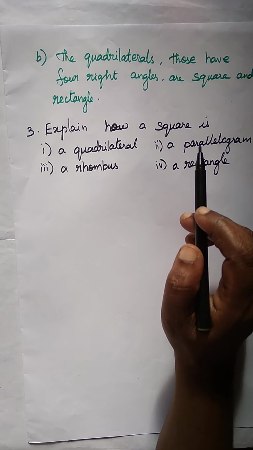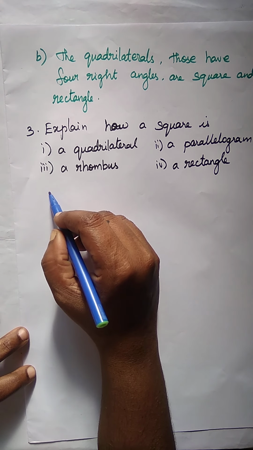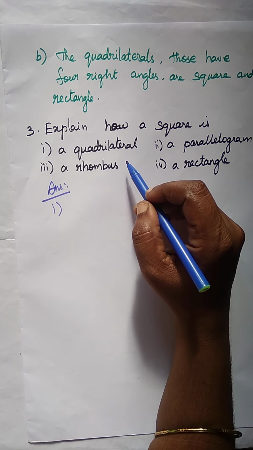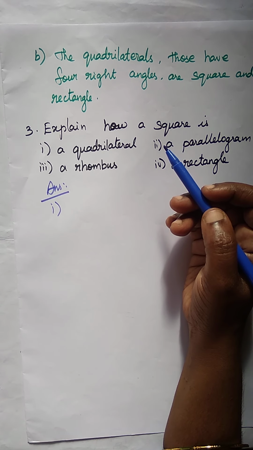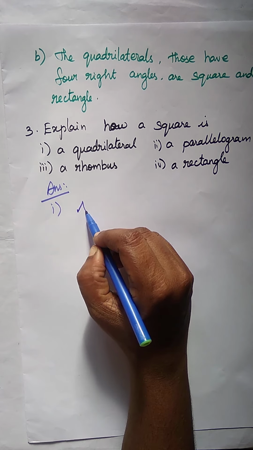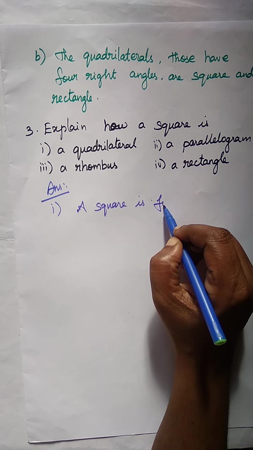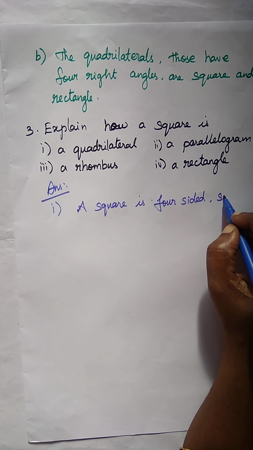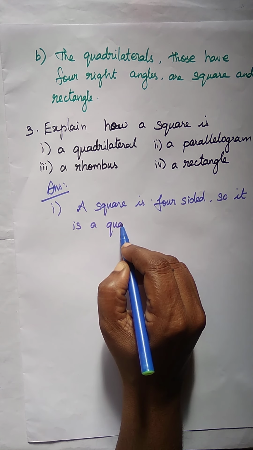Okay. So now the answer is, first, how a square is a quadrilateral. So what is the meaning of quadrilateral? If a figure has four sides, it is called a quadrilateral. Square also has four sides. So a square is four-sided. So it is a quadrilateral.